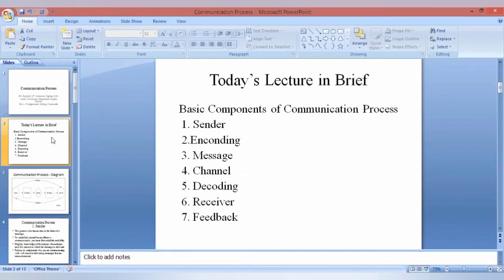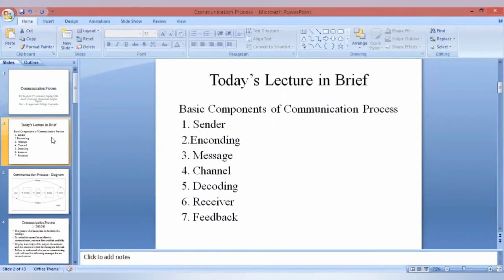So as you can see, the basic components of communication process are sender, encoding, message, channel, decoding, receiver or recipient, and feedback. There is another component that has not been added here before I started recording this lecture, and that is the eighth, which is context. So these are different components of communication process.